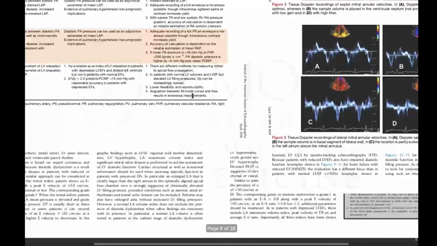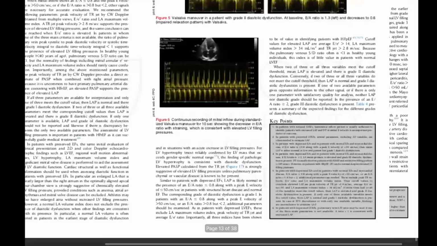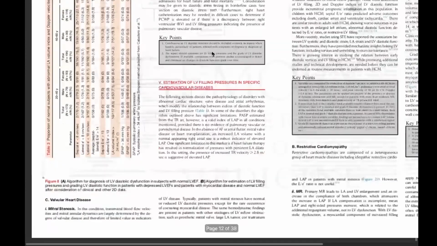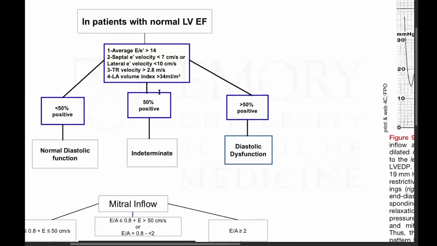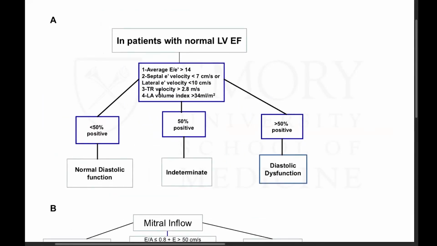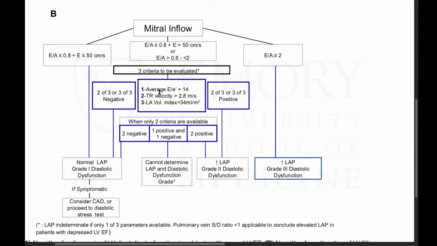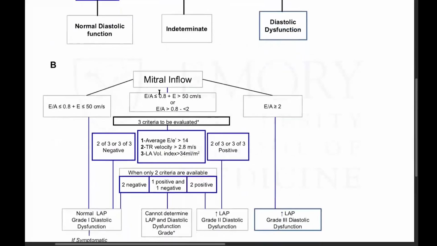Here are some case examples, and then where is the algorithm? Here we go. So the assessment of diastolic function is different between someone who has a normal ejection fraction and someone who has a low ejection fraction. So let's start out with someone who has a low ejection fraction.